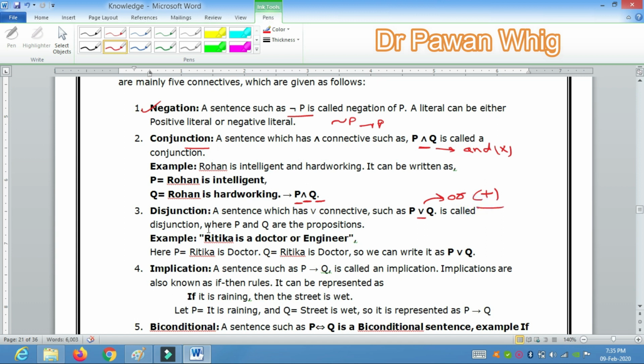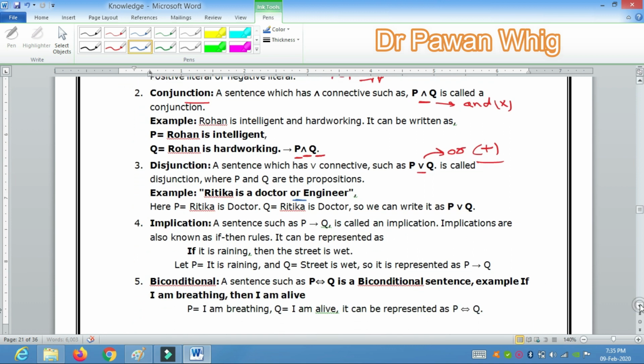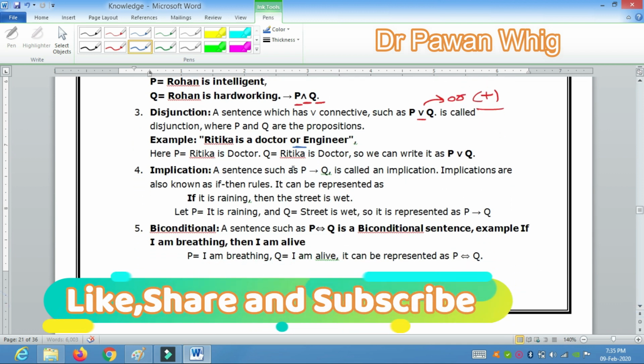Now let us suppose we have an example: Ritika is a doctor or engineer. Since OR is coming there, OR is represented by V. In the same way, there is one more term, which we call implication. Implication is just like a unidirectional function.